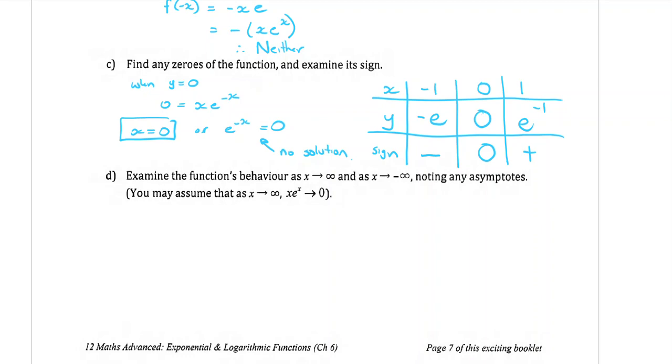Examine the function's behavior as x is approaching infinity and negative infinity, noting any asymptotes. You may assume that as x is approaching infinity, x e to the x is approaching 0. So we did this in our graphing topic. As x is approaching infinity, y would be pretty much equal to, in my equation, x e to the x. I'm just putting infinities in there. So it's infinity e to the negative infinity.